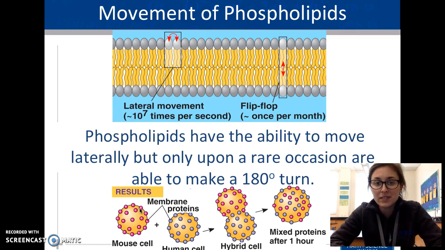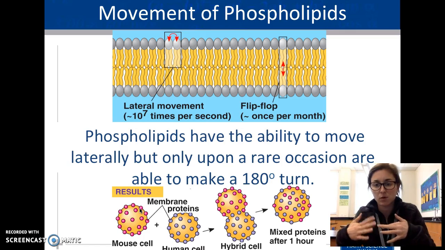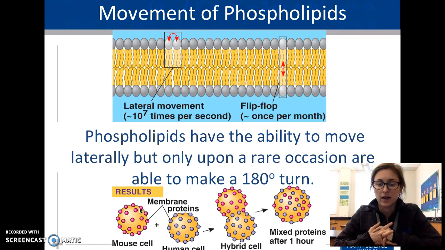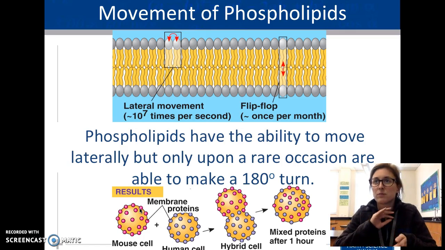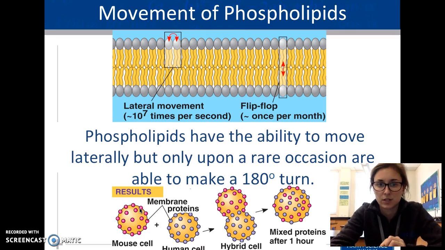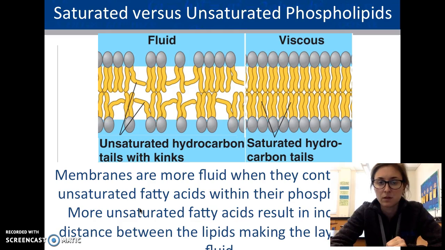They have the ability to move, so these phospholipids are more like fluid. They move sort of laterally, so they have this wave-like flowing motion. They rarely will turn and face the opposite direction, but they can move a little bit.